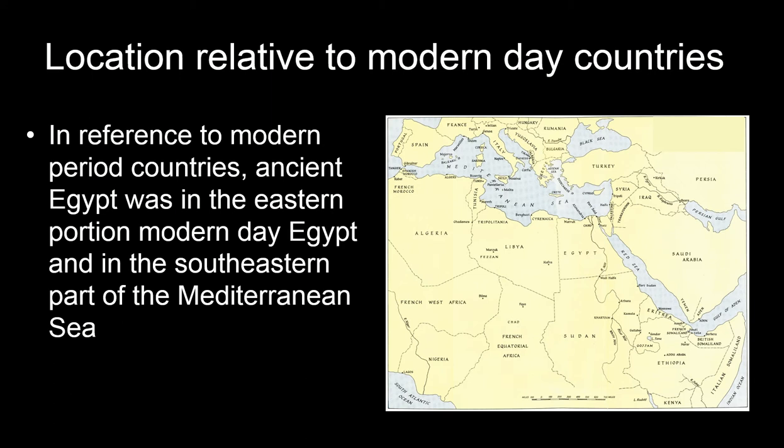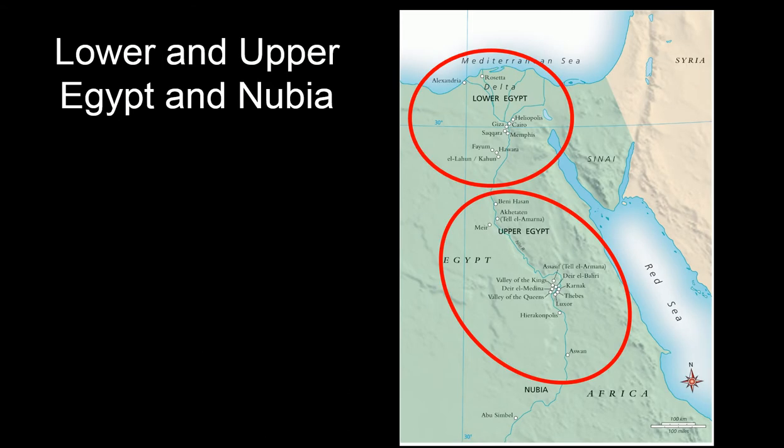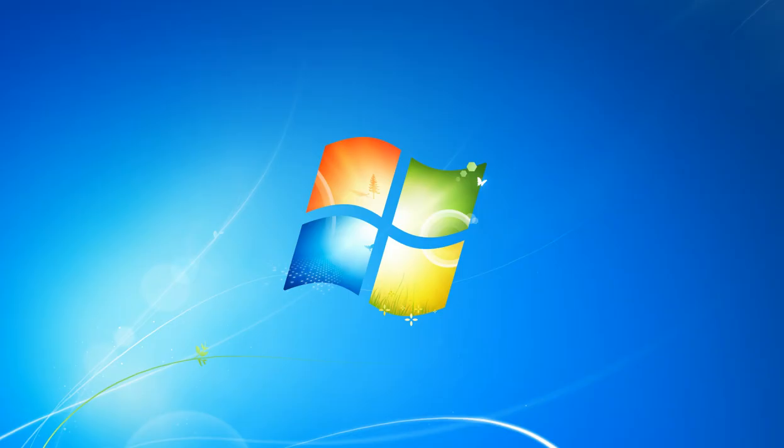All right, looking at a view of the modern world, we start to see that what was ancient Egypt is only a piece of what Egypt is today, but it's in the same location. Okay? All right, a little bit closer view. Egypt is often divided into Upper Egypt, Lower Egypt, and an area called Nubia. And I need to figure out how to pause this for a moment. Right here.